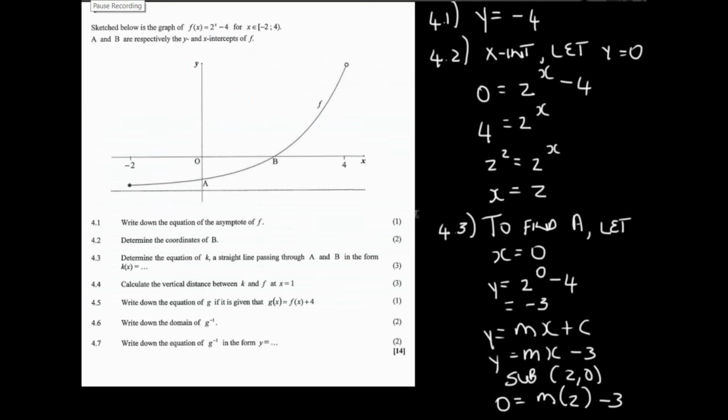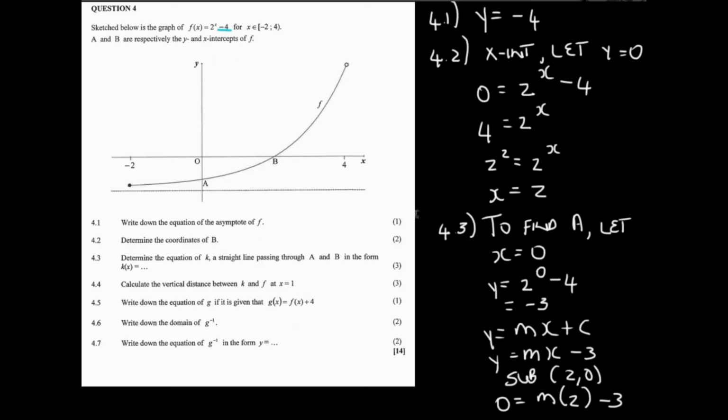Hi there everybody. I hope that you are well. Today we are going to be working through November 2023 paper 1, the functions questions. So the first question we are going to look at is question 4, and here it says that we need to write down the equation of the asymptote of f. We can take that straight from our drawing, straight from our equation. The equation says that it is -4, and so we can go ahead and say y is equal to -4.